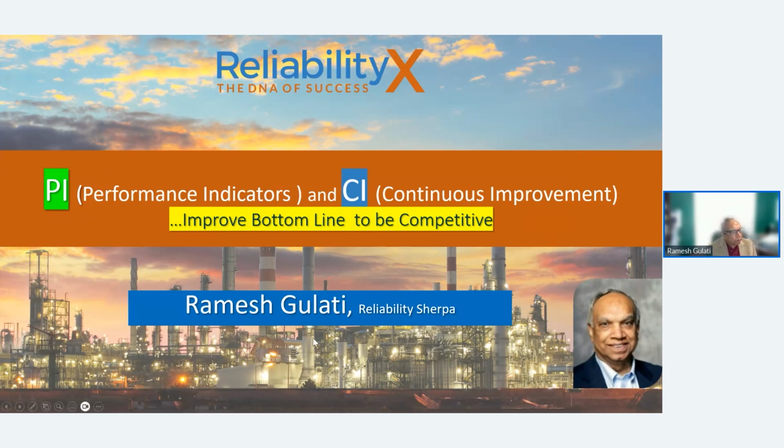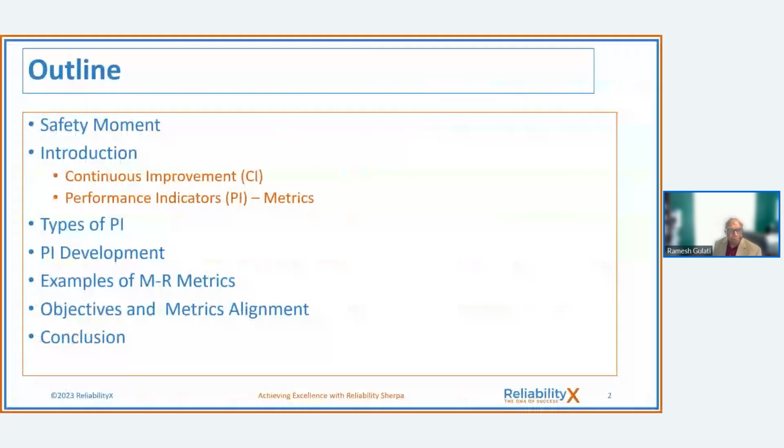This is the outline of my talk today. We're going to talk about a safety moment, introduction, why continuous improvement, why performance indicators, types of performance indicators, how to develop performance indicators, and why continuous improvement is necessary, and some examples, and objectives and metrics alignment, and then we're going to conclude.